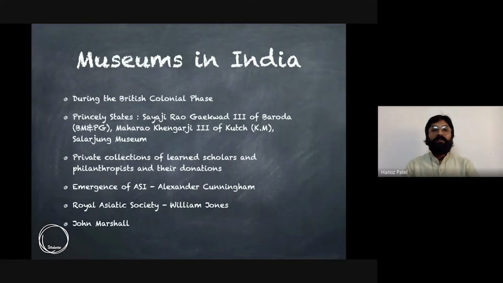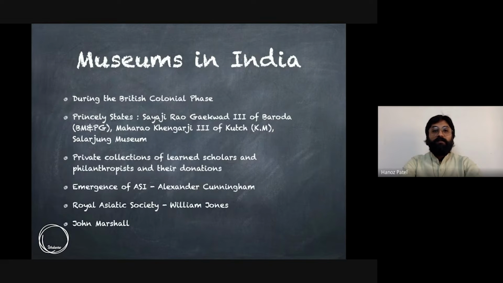So there are a couple of phases in how museums developed in the country. The first was, of course, during the British colonial phase, who had the knowledge and the experience and all the know-how of how museums should be in their own continent. So they brought that into India. Apart from that, princely states and its rulers also contributed heavily to the development of museums. They also traveled all over the world, so they brought back the experiences to the country.